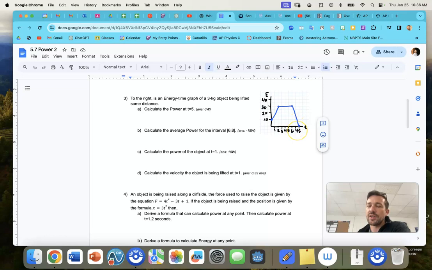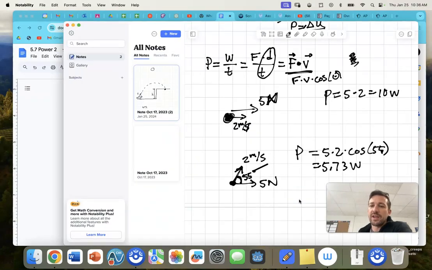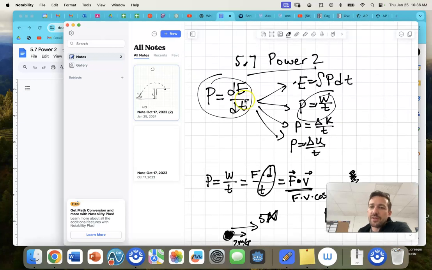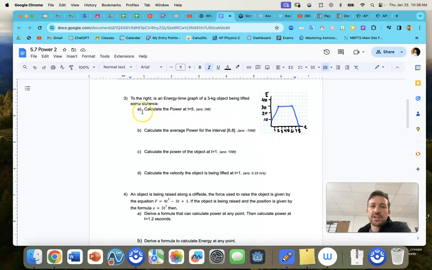Okay, now remember, here's what you should think when you think energy time graph. An energy time graph, the derivative of it tells me power. And you should know what derivative means on the graph, right? So calculate the power at t equals 5. So that would be like right here, right?